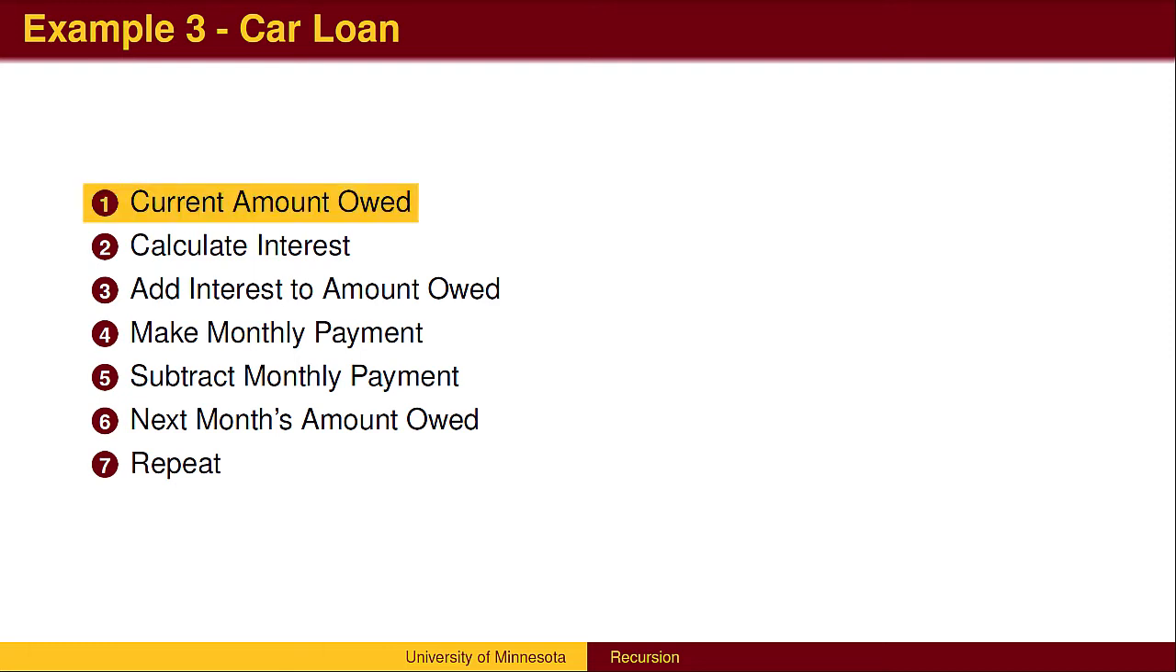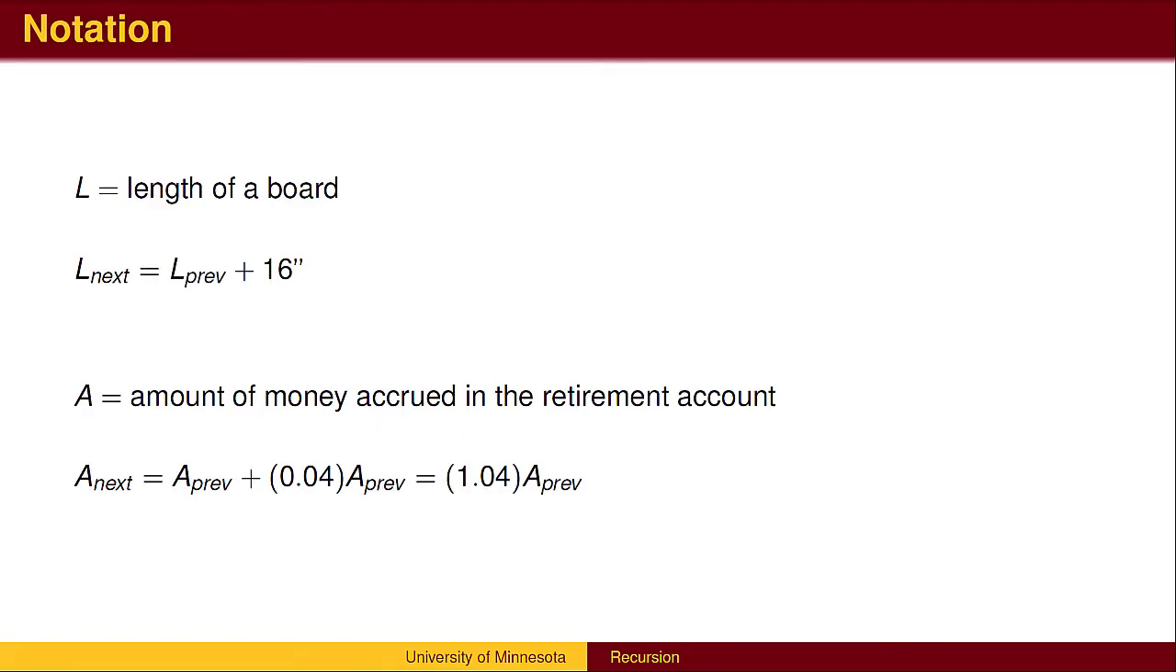The recursive process can involve several steps. To pay off a car loan, you begin the month with a current balance. At the end of the month, interest is calculated and added to the amount you owe. You then make a payment, which is subtracted. This determines the new balance to start the next month. This process then repeats until the loan is paid off.